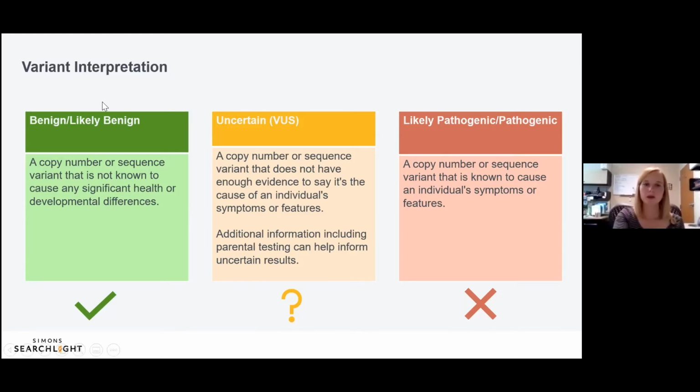You probably wouldn't see these benign or likely benign variants on genetic testing. That's because these are gene changes that we don't think are affecting somebody's health and development. Because they're not playing a role for somebody, we often don't report them on our lab reports.